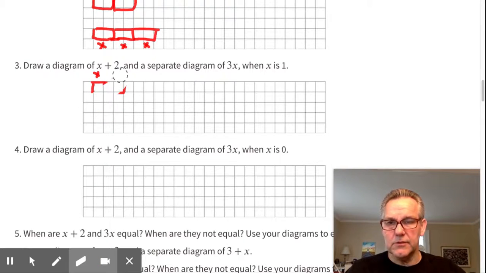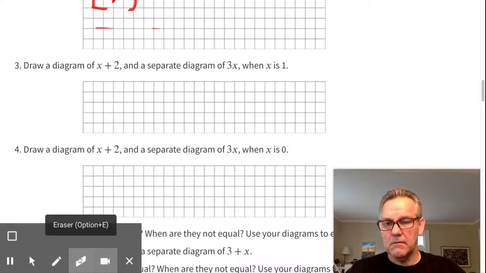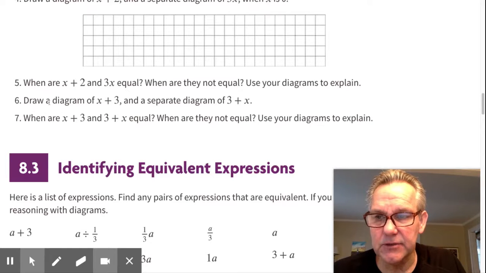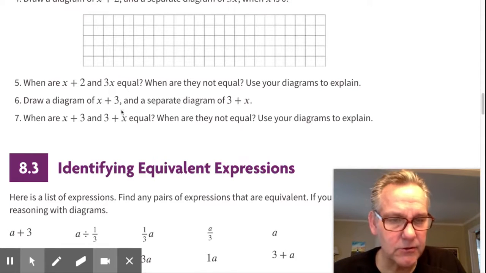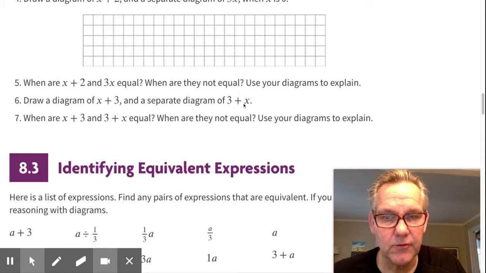So I'm going to get rid of that. That's weird. And you can look back and see your diagrams and see the video. It says number 6, draw a diagram of x plus 3 and a separate diagram of 3 plus x. Well, if we were to do that, notice, regardless of what x is, it's going to be equal, right? So let's just think about this. If we put a number in, let's say 5, 5 plus 3 is 8. 3 plus 5 is 8. So those would definitely be equal.